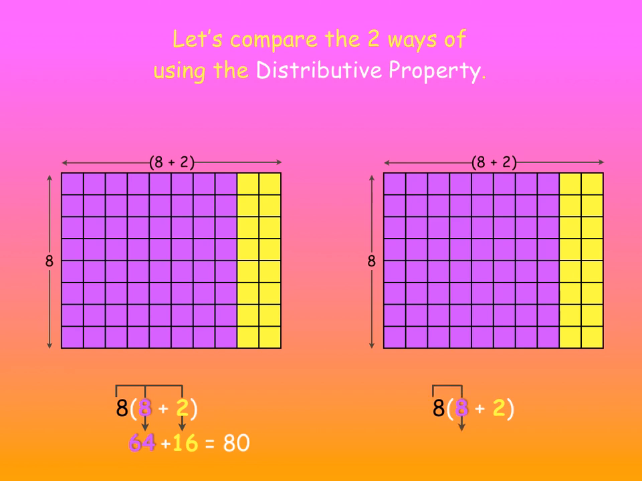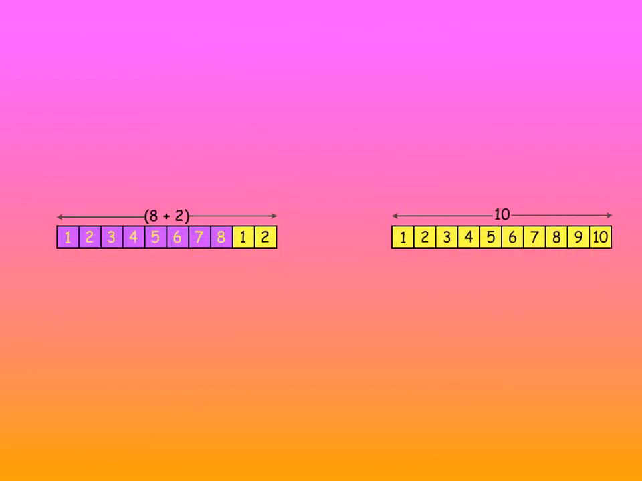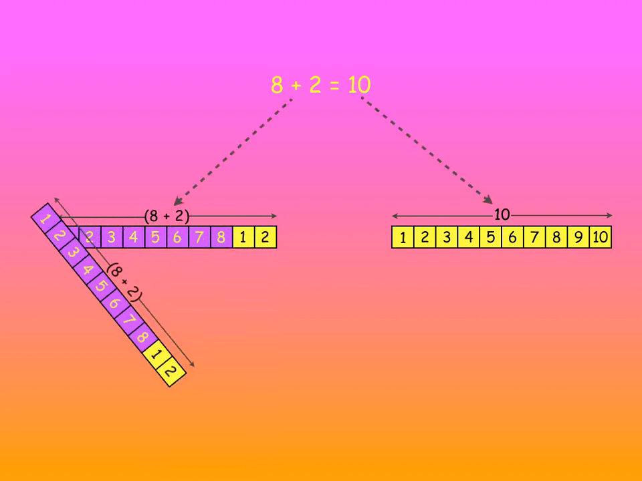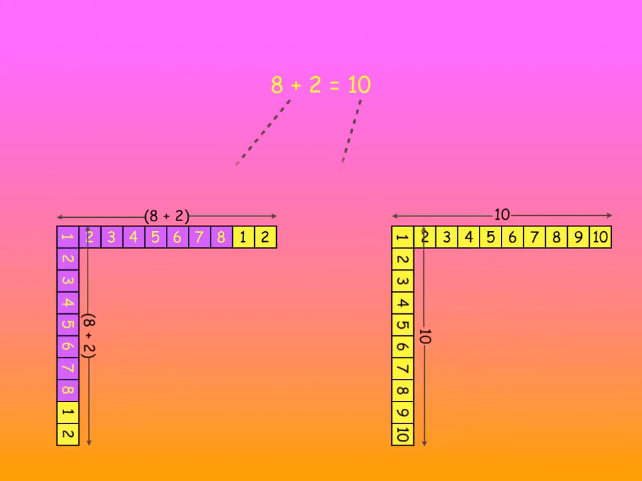8 times 8, and we'll call it 8 squared. And we'll call that 2 times 8. We add them together, and we still get 80. 8 plus 2 equals 10. Whether you're going across or down, it's still true. 8 plus 2 is the same as 10.